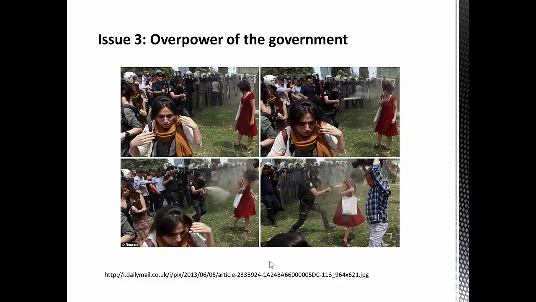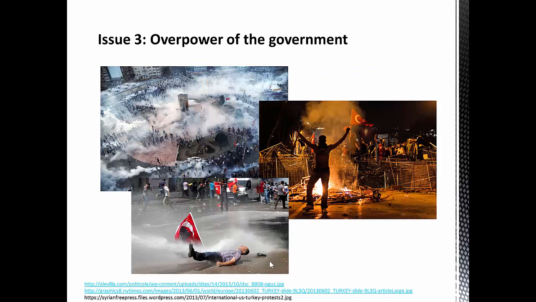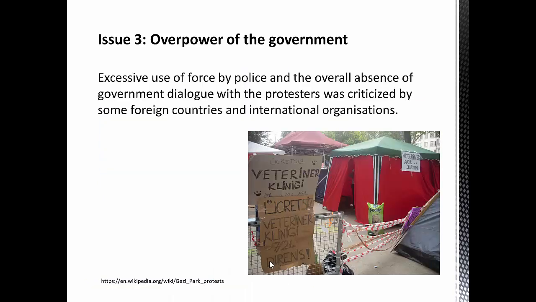The picture shows us the iconic woman in red who was being tear gassed when she was protesting in the Gezi Park. In addition to the 11 deaths and over 8,000 injuries, more than 3,000 arrests were made. Excessive use of force by the police and the overall absence of government dialogue with the protesters was criticized by some foreign countries and international organizations.